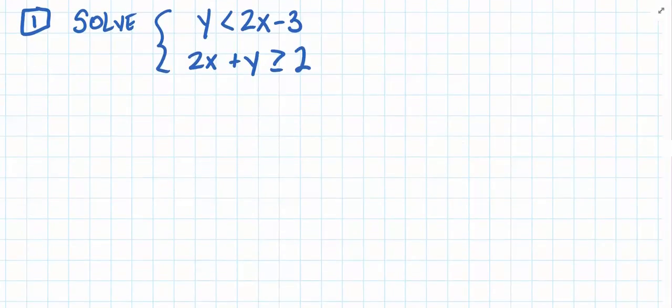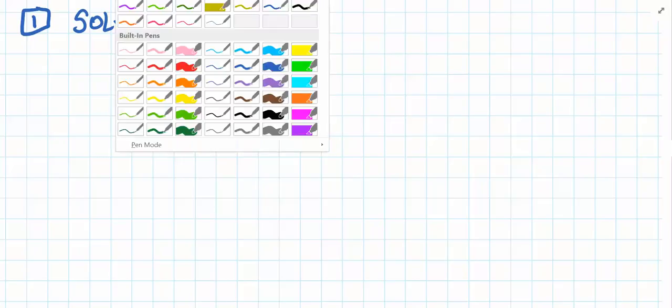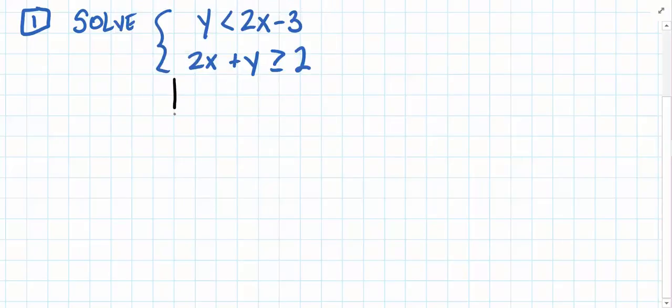I have y is less than 2x minus 3, and then I have 2x plus y is greater than or equal to 2. So here's what we're going to do. We're going to graph these individually by hand and then check to make sure that we're doing it correctly and talk about it.